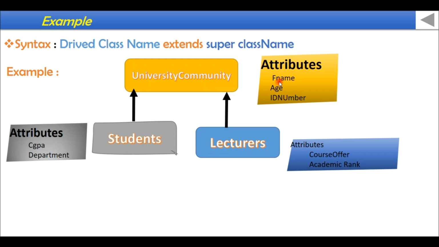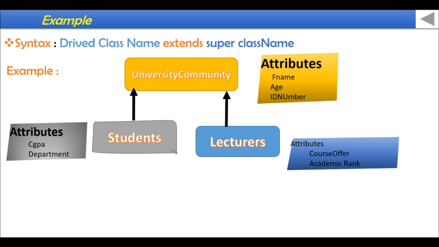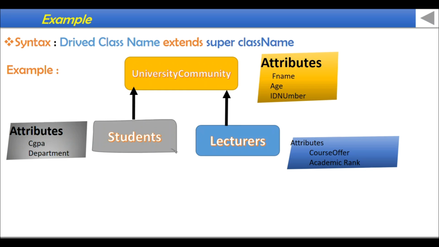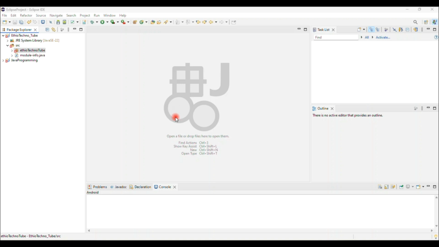Behaviors as well as the fields which are defined in the superclass can be inherited in the subclass. So we don't have to redefine them in the subclass, whereas we can invoke them using the super keyword. Let's see with an example. Let me show you with a practical example.